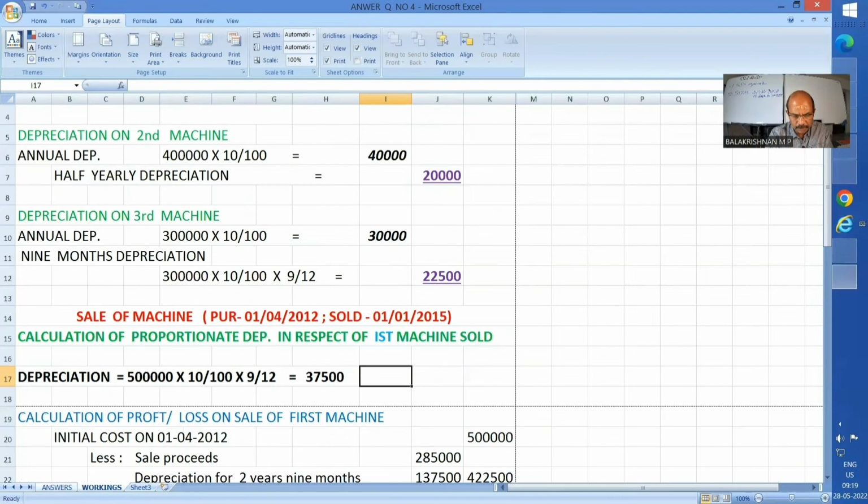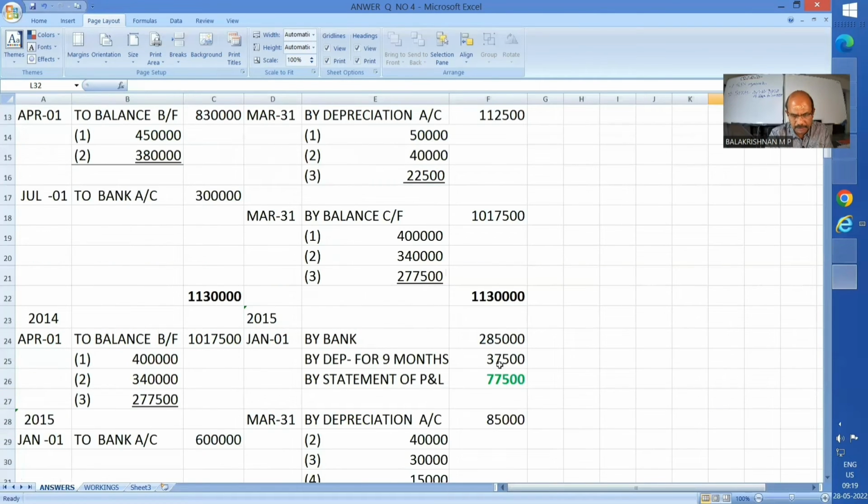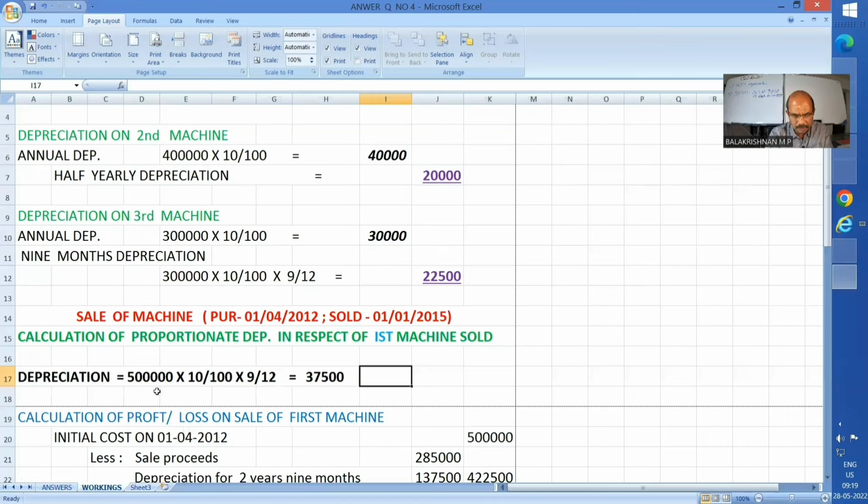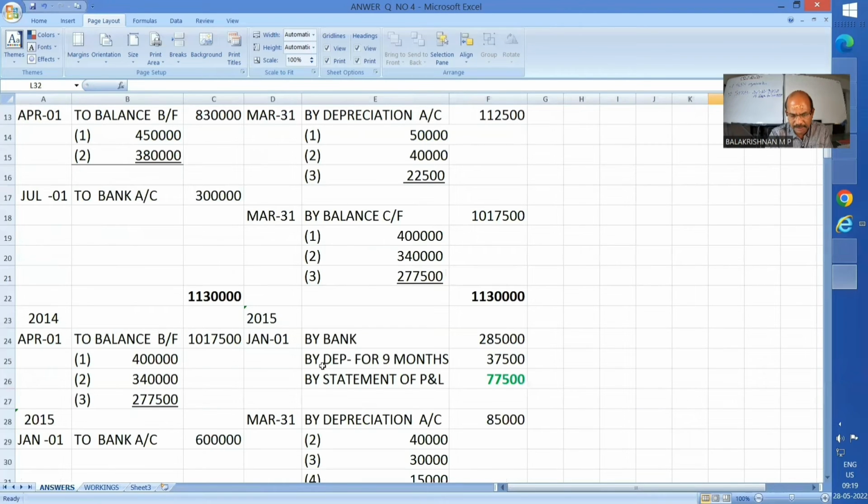Well, if you have not understood, this 37,500 is nothing but the depreciation for the 9 months the machine served me. So 5 lakh into 10 by 100 into 9 by 12. That's why that particular amount. That means the pending depreciation in respect of the item sold is 37,500 only. Now I am in the process of finding the profit or loss on the item sold.